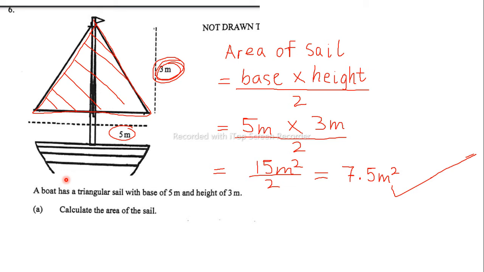Okay, so just a quick recap. Area of a sail. Remember, it's a triangular sail, so we're going to use the area of a triangle, and the area of a triangle is base times height divided by 2. The base is 5 meters and the height is 3 meters. So it's going to be 5 times 3, which is 15, and m times m, which is m squared. So we have 15 m squared divided by 2, and 15 divided by 2 is simply 7.5. So that's how we find the area of the sail.